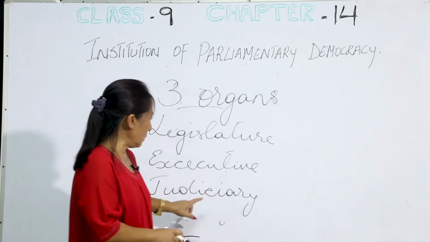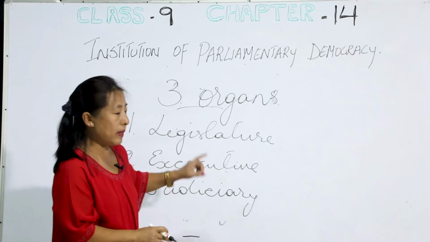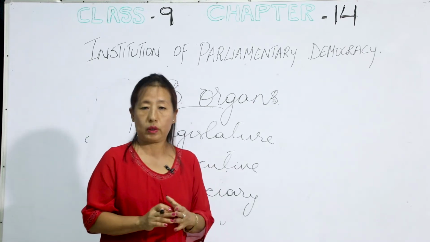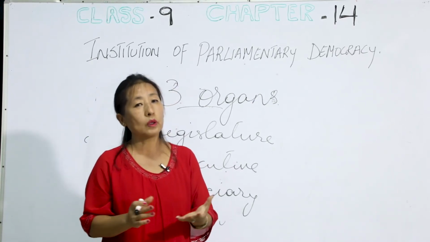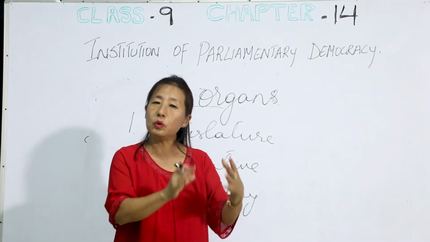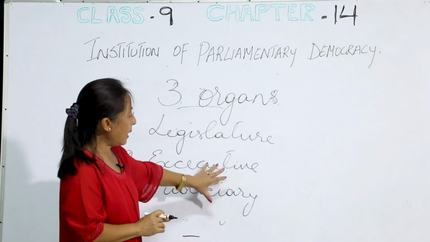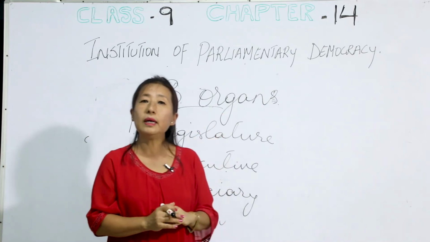Then the third one we have is judiciary. Judiciary means we are talking about the court. We all know about the court, right? We have the Supreme Court, the High Court, and so on. So those courts are called the judiciary. So these are the three organs of the government.